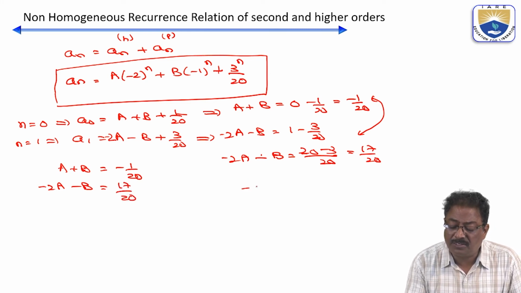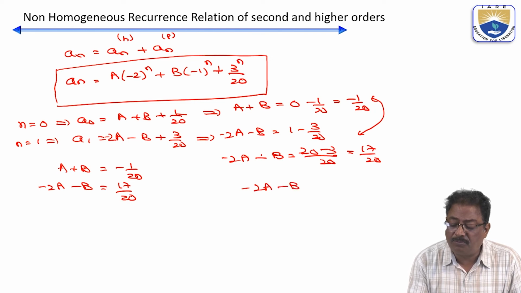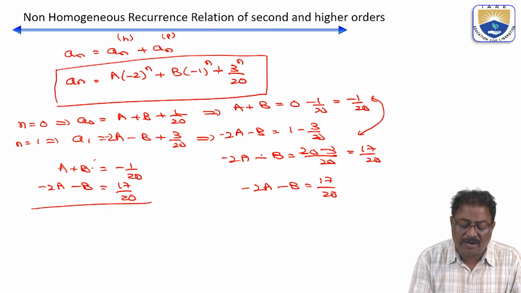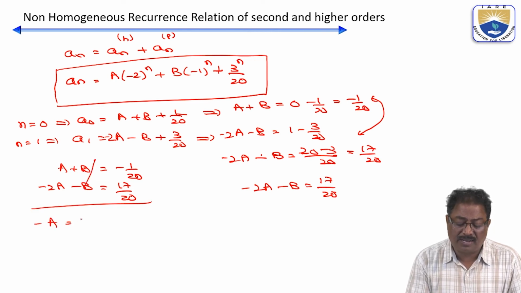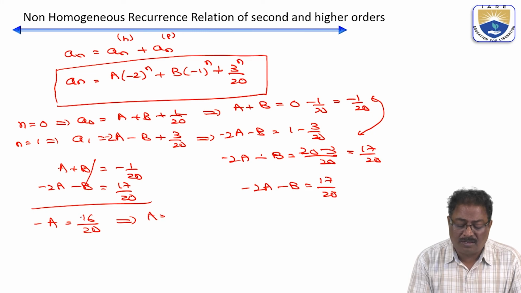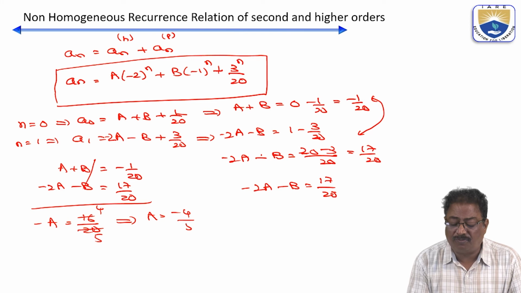So this expression is -2a - b = 17/20. Just adding these two, I am going to get -a = 16/20, adding -7 and 17... so a = 4/5, it is a = -4/5.